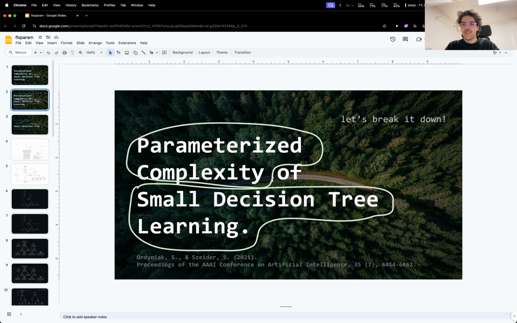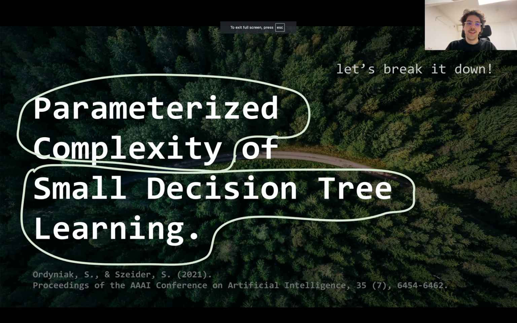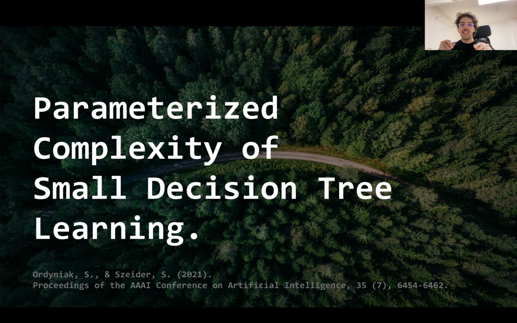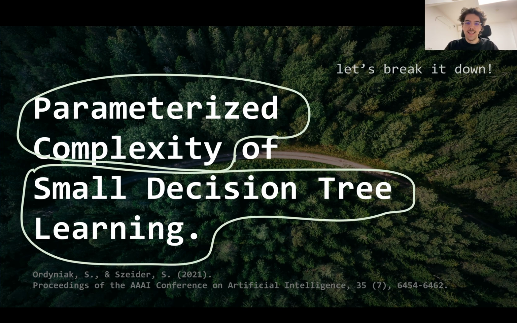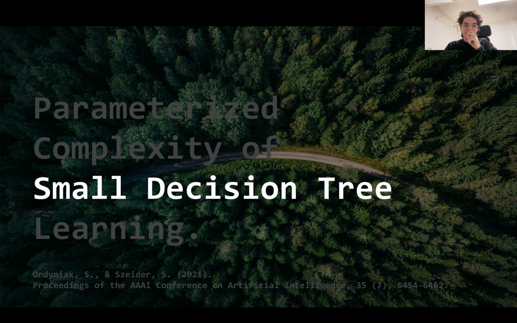All right. Okay, let's talk about the parameterized complexity of small decision tree learning. That's quite the mouthful. So let's split it up in two parts. The first part being small decision trees, and the second part being parameterized complexity. So small decision trees, what are they?